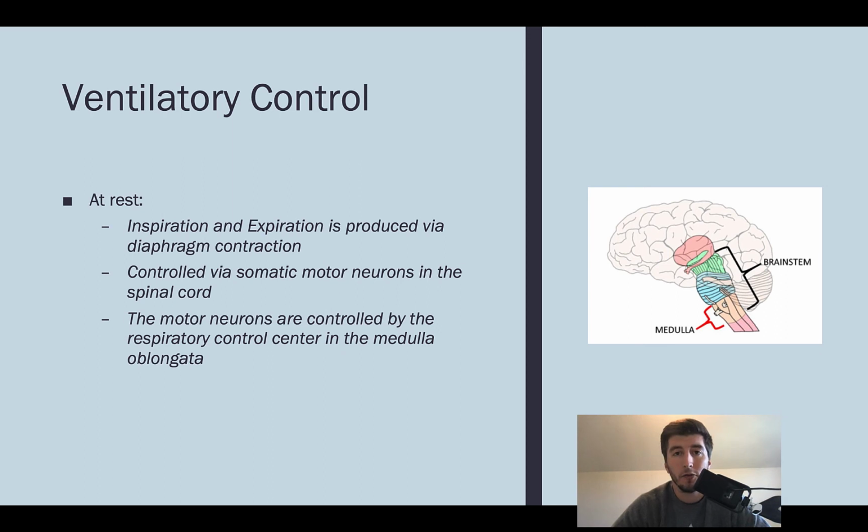One of the primary things at rest is going to be coming from the brain. And it's going to be coming specifically from the medulla oblongata.